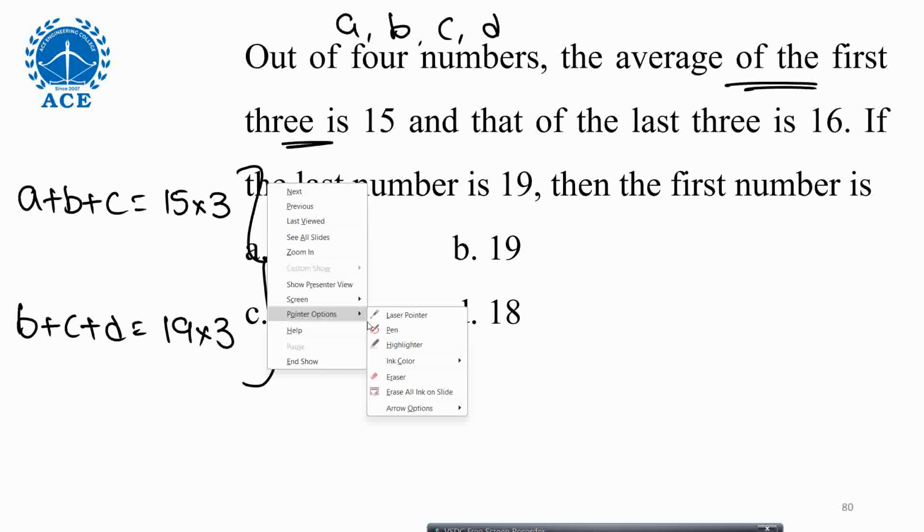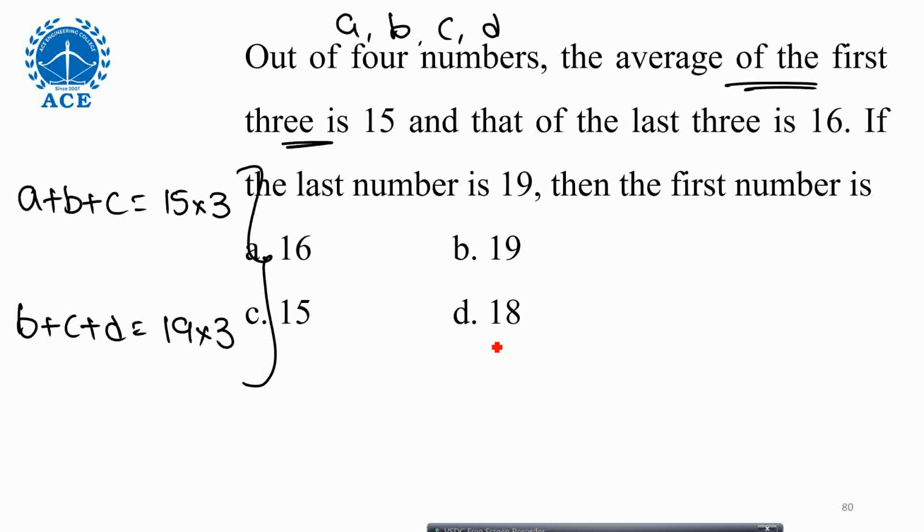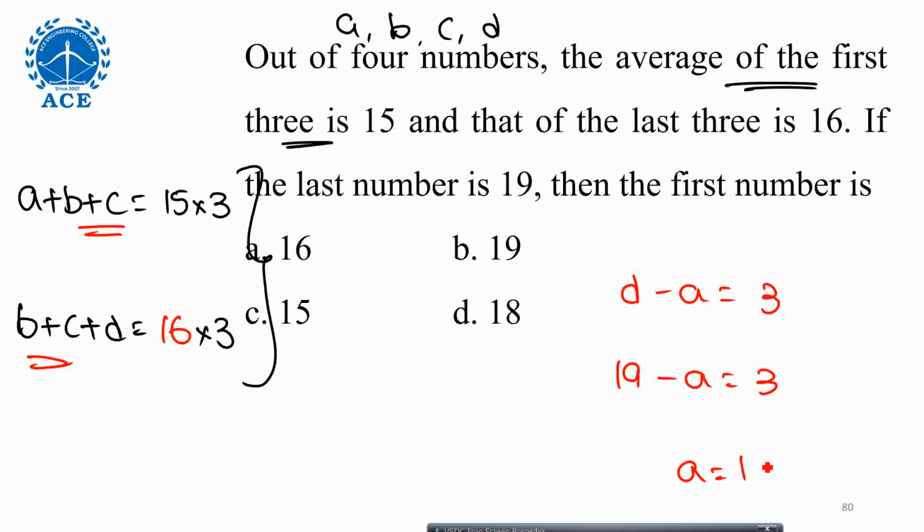Okay, sorry, 16. Thanks for the correction. Now if we take the difference, B and C will get cancelled. D minus A equals 3. 16 into 3 minus 15 into 3 means 1 into 3, 3 only. The last number is given as 19. You are supposed to find the first number, which is 16.